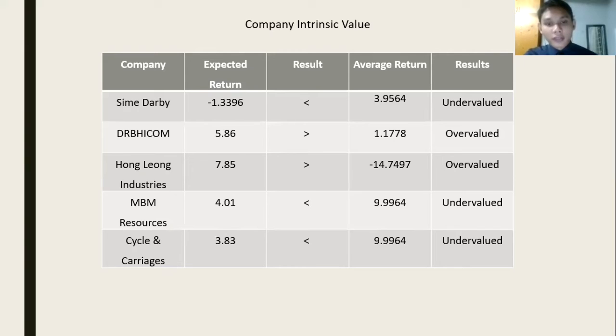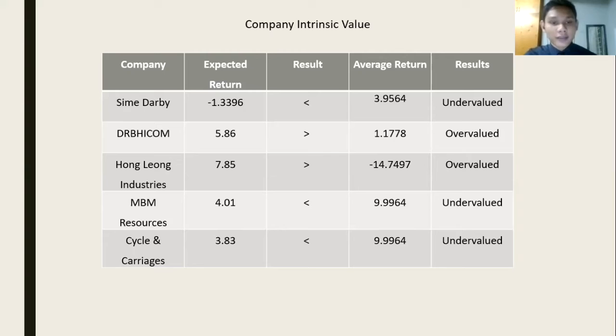Next is DRB-HICOM. Based on the above results, DRB-HICOM is overvalued as the average return is 1.178% less than the estimated return, as compared to 0.0586% return required. The investor then should sell the stock, since the valuation is greater than the underlying value and would be lower than the real value in future.